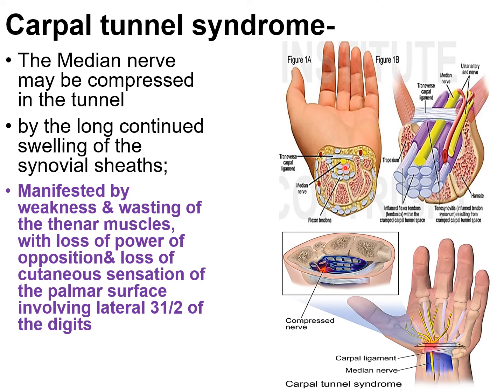The median nerve, as we have seen, passes deep to the flexor retinaculum. It may be compressed in a tunnel by the long continuous swelling of the synovial sheath, resulting in what is known as the carpal tunnel syndrome. It is manifested by the weakening and wasting of thenar muscles of palm with loss of power of opposition and loss of cutaneous sensation on the palmar surface involving lateral 3.5 digits.